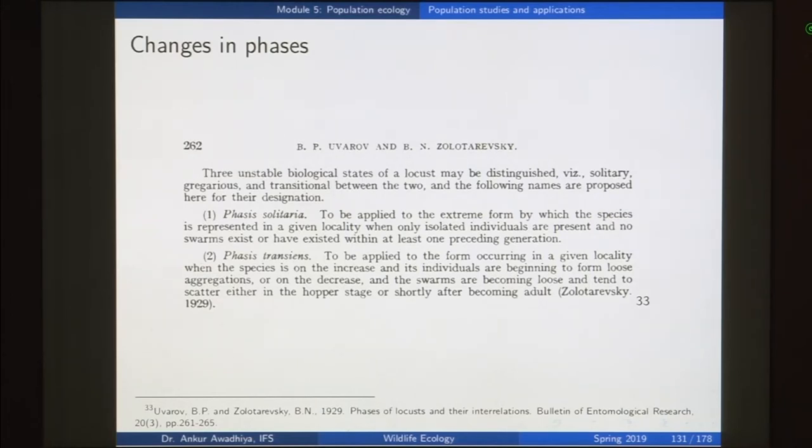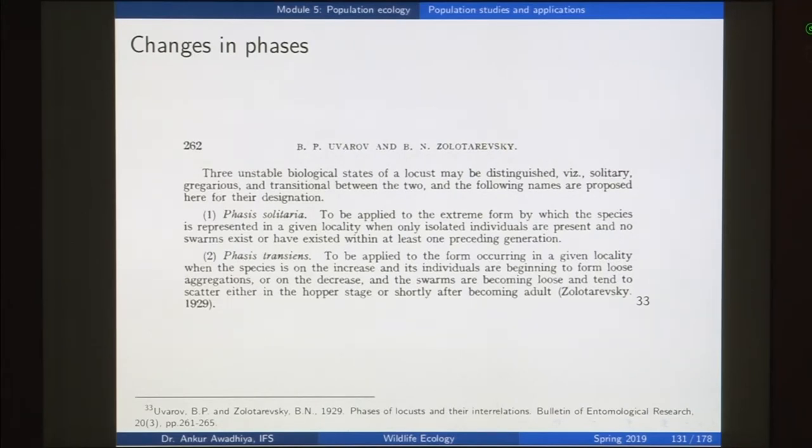Now not only are these larvae different, but also the adults that are coming out of them are different. Uvarov looked at the behaviors of these two different forms, and he called them phase solitaria, phase gregarious and the transitional phase. In the solitary phase, when you have these green colored organisms, they live in that particular place, they have a large space for themselves, and they have not swarmed in this generation or the previous generation, then we call it a solitary phase.